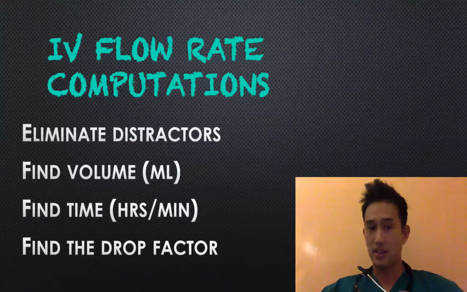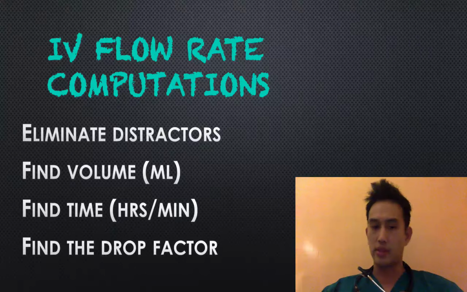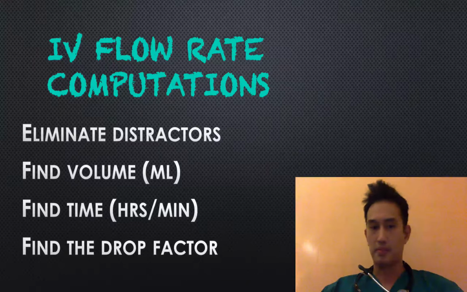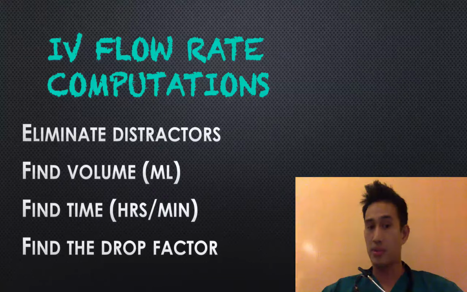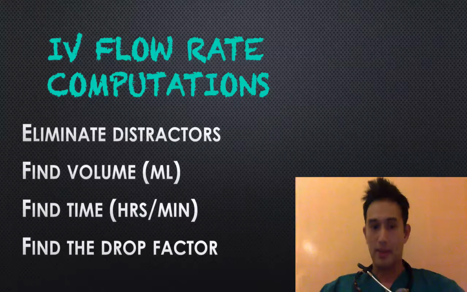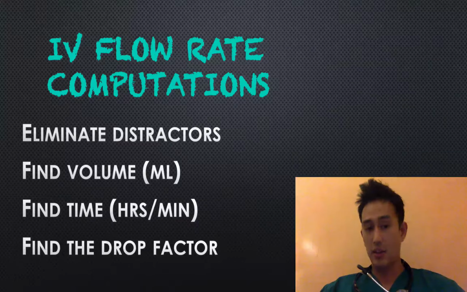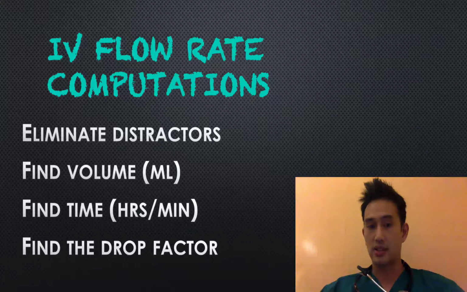But basically these are the things you need to find. Primarily the volume, usually in mLs. For example, the patient needs 1,000 mLs of this. You're going to need to find the time. It's usually in hours. They're going to say you need to infuse it in 12 hours, or sometimes they might say you need to infuse this within 30 minutes. And the last thing you need to find, if the question asks for it, is the drop factor.